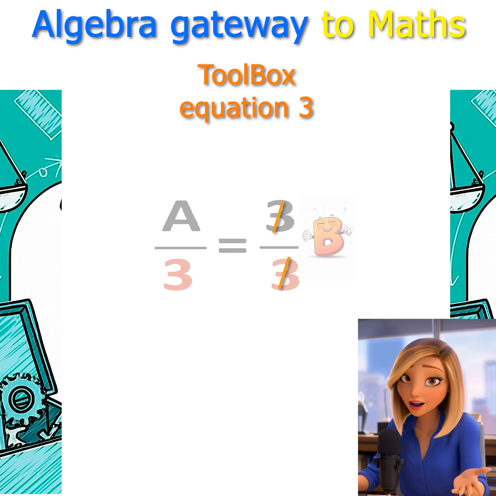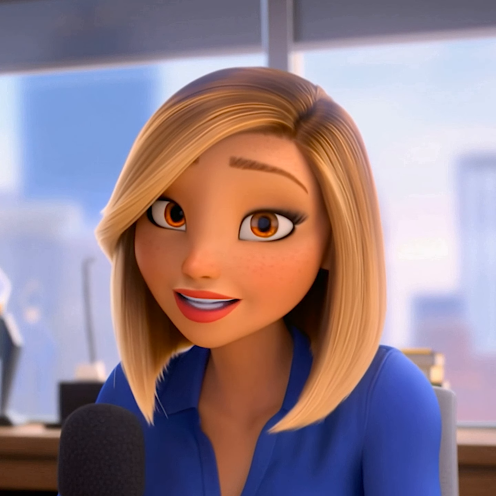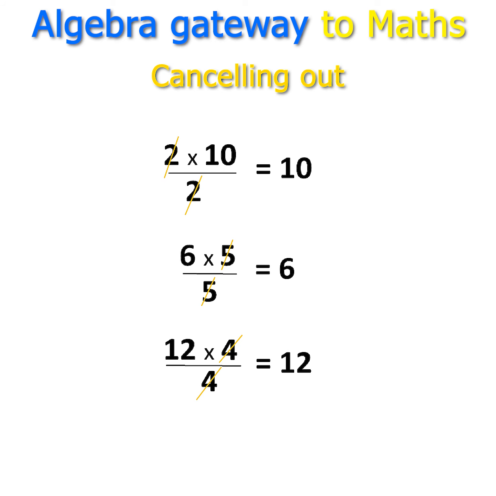Did you see how we cancelled out number 3 attached to B? If you are not familiar with cancelling out in fractions, take a look at this. For anyone unsure about cancelling out, here are some simple examples. 2 times 10 divided by 2 equals 10, 6 times 5 divided by 5 equals 6, 12 times 4 divided by 4 equals 12. Do you see the pattern in each case? The same numbers that appear in the top and bottom are cancelled out, leaving the other number as the answer. Watch our video, Fear No Numbers, for greater insight of what we call number games.